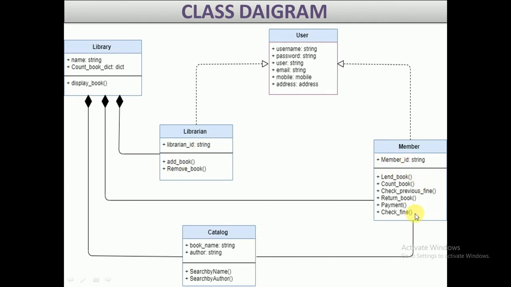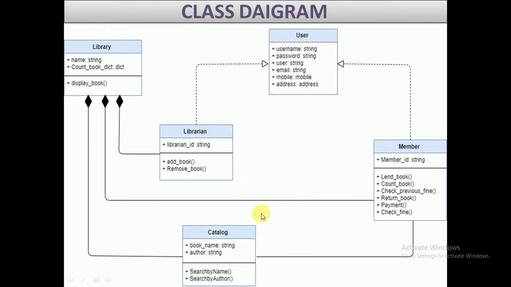Member is associated with the catalog because it provides searching functionality to the member. Catalog has a composite relationship with library because without the library the catalog cannot exist. Just like that, librarian and member have the same relationship with library because without the library they can't exist individually. This is the relationship between the classes.